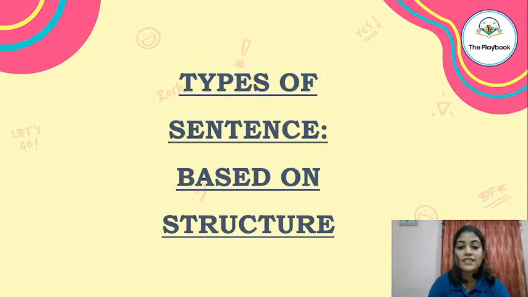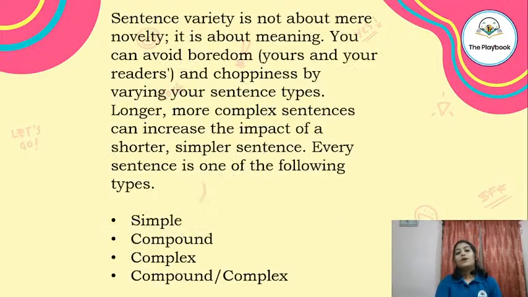So, types of sentence based on structure. Now, sentence variety is not about mere novelty, it is about meaning. Of course, if you have watched our previously recorded sessions, we have already discussed sentences and how to make them meaningful. You can avoid boredom and choppiness by varying your sentence types. The longer the sentence, the more complex it gets, but the shorter the sentence, the more meaningful it is. Every sentence that you come across is of one of the following types: simple, compound, complex, compound-complex. We are going to find out about them in detail.